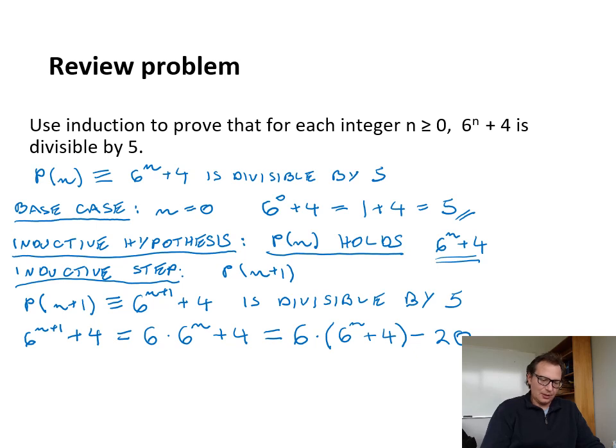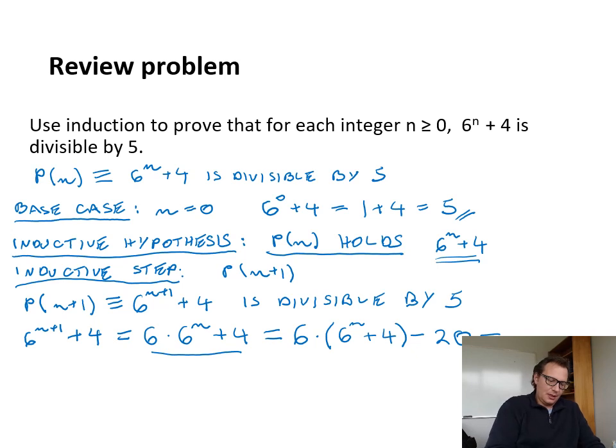So what I just wrote is equivalent to this previous expression. If you multiply it out, you can see that. We get 6 times 6 to the power of n, 6 times 4 is 24, and minus 20 is plus 4. Okay?